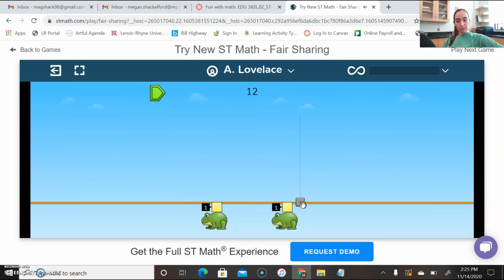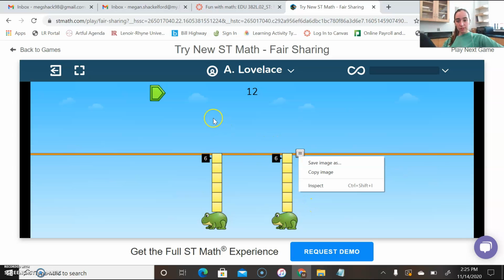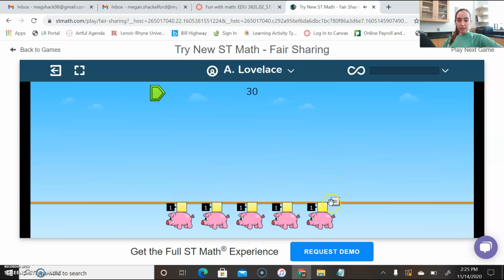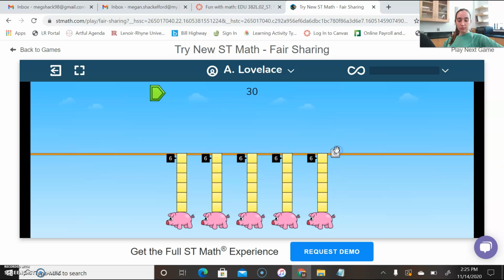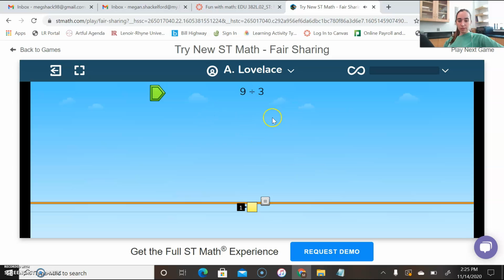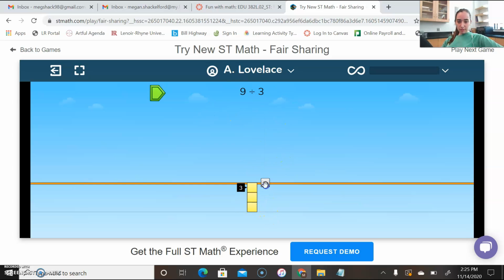12 by 2, 6. Yeah. 30 by 5, 6. Yay. Let's go ahead. It splits it up and does it visually of that many boxes. 9 divided by 3, 3.